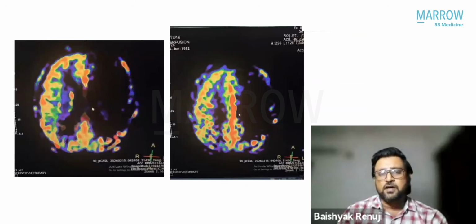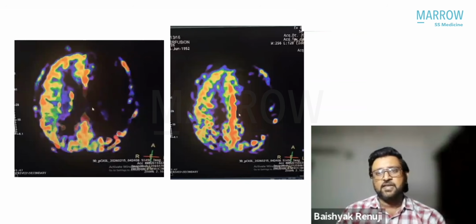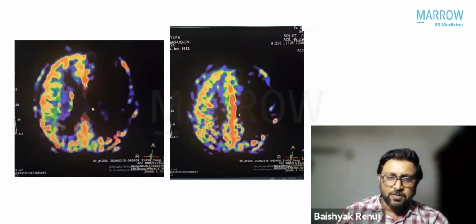But he has not even a core that has properly developed. So there's a very high chance that he will improve. So we have taken the patient for thrombectomy.